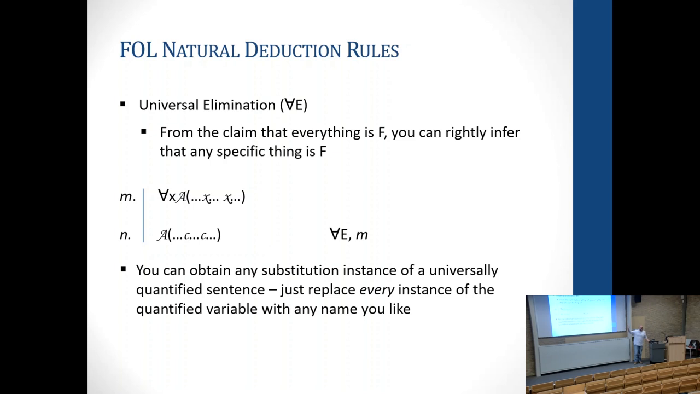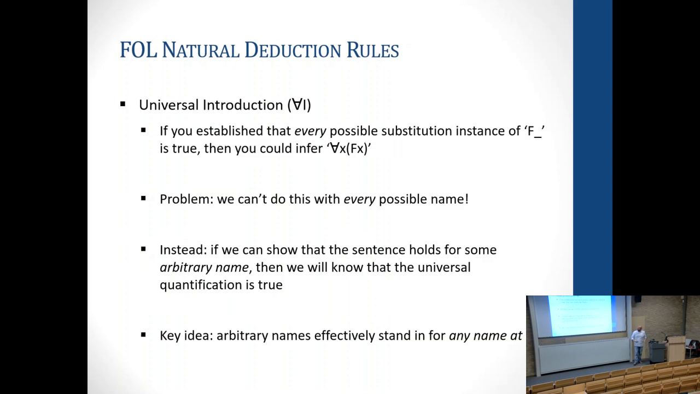So this rule is fairly easy. Unfortunately, its complement is slightly difficult. Universal introduction is a little more complicated. The reason is that to introduce a universal, you need to show that your associated sentence holds for every possible object. It's got to hold for everybody.